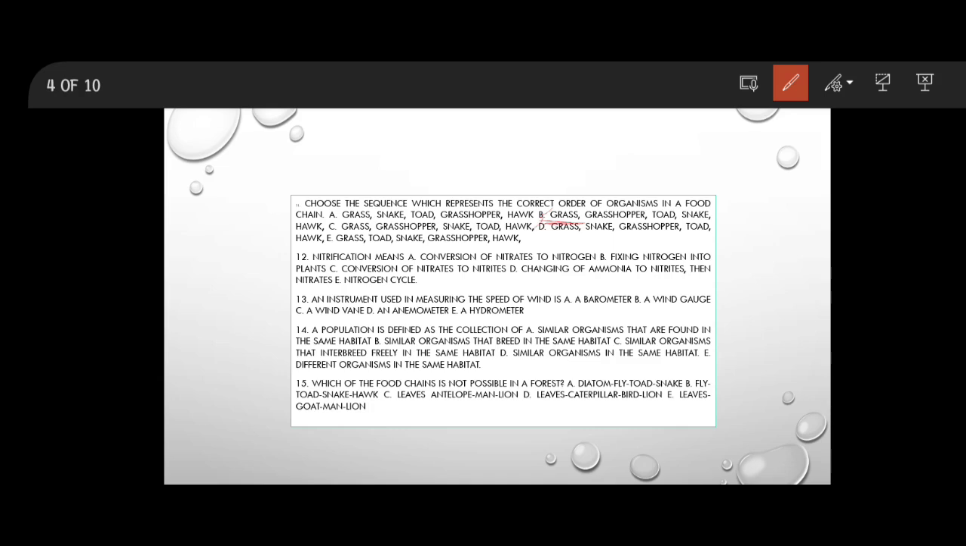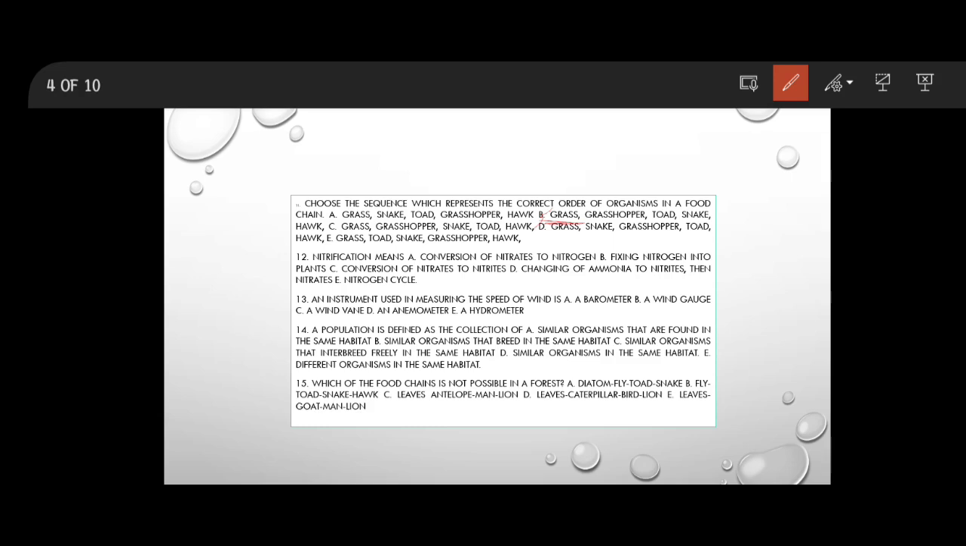The next question is asking about the meaning of nitrification. Nitrification is the process by which ammonia formed by nitrogen-fixing bacteria is converted to nitrite before it is then converted to nitrate. So let's take a look at the options and see the one that looks like that. The first option is saying conversion of nitrate to nitrogen. That is not nitrification, so it's not correct. Fixing nitrogen into plant.